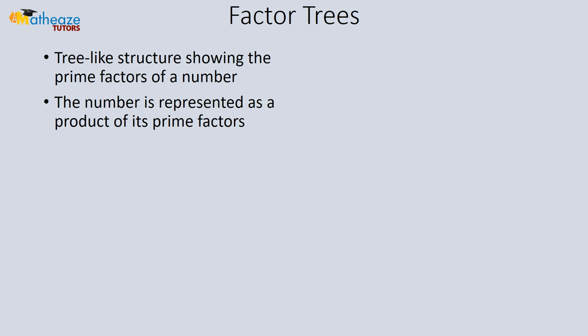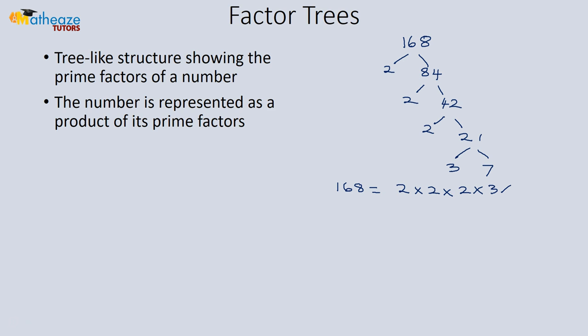Let's take a look at some 3-digit numbers. Let's look at something like 168. So 2, we have 84. Divide by 2, we have 42. Here we got 2 and 21, and then we have 3 and 7. So therefore, 168 is equal to 2 times 2 times 2 times 3 times 7. We can rewrite this as 2 occurring 3 times, which is 2 to the 3rd power, times 3 times 7.